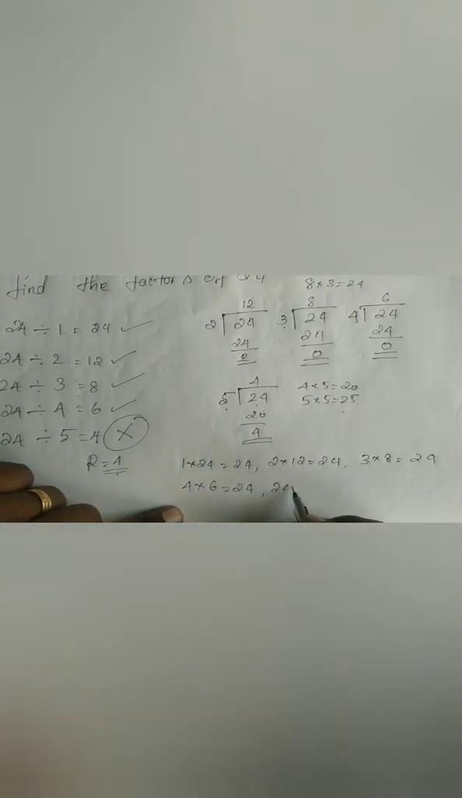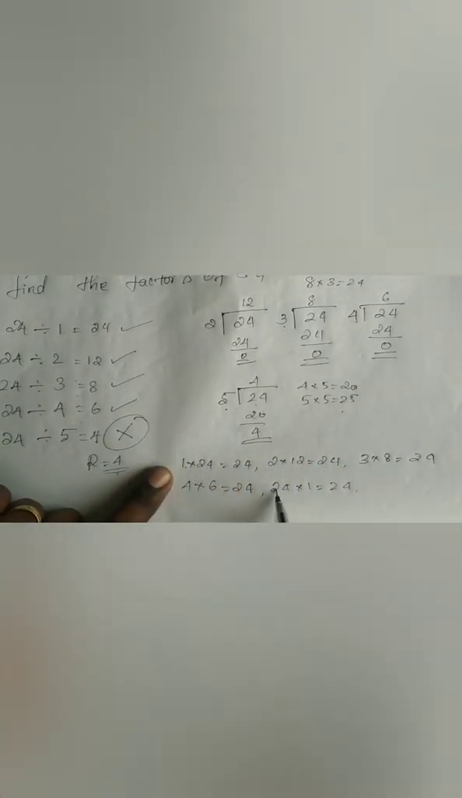Again, 24 into 1 is equal to 24. Again, just repeat. Here 24 into 1, here 4 into 1. Any more possibilities? Next, 12 into 2 is equal to 24. Again, 8 into 3 is equal to 24. 6 into 4 is equal to 24.